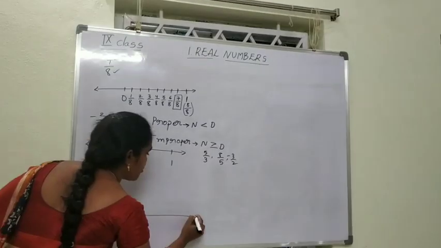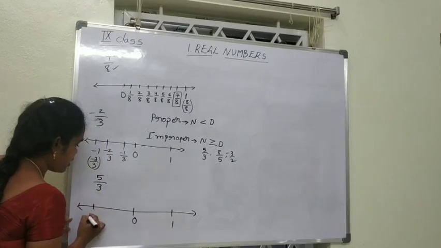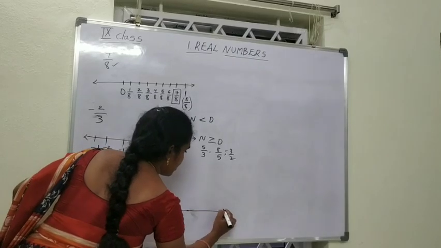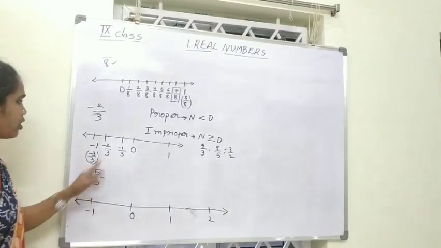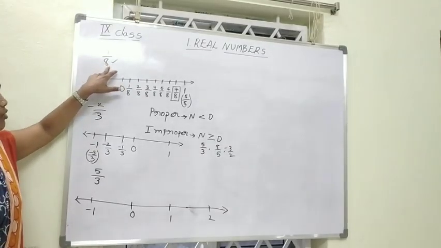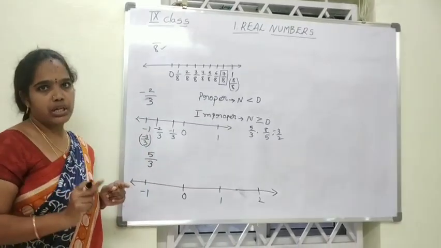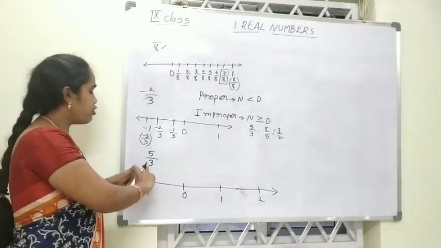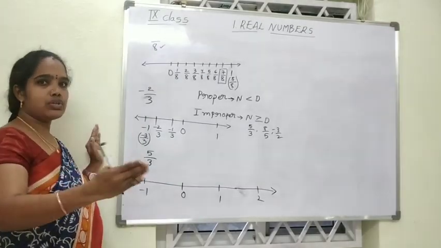So first take a number line. First you take 0 and take 1 and here take minus 1. Take number 2 also. Now, 5 by 3. So always remember one point. First see the denominator. What is the denominator? That is the number of parts we have to take in 1 unit. In 1 unit, how many parts we have to take? Denominator is 3. So we have to divide into 3 parts.